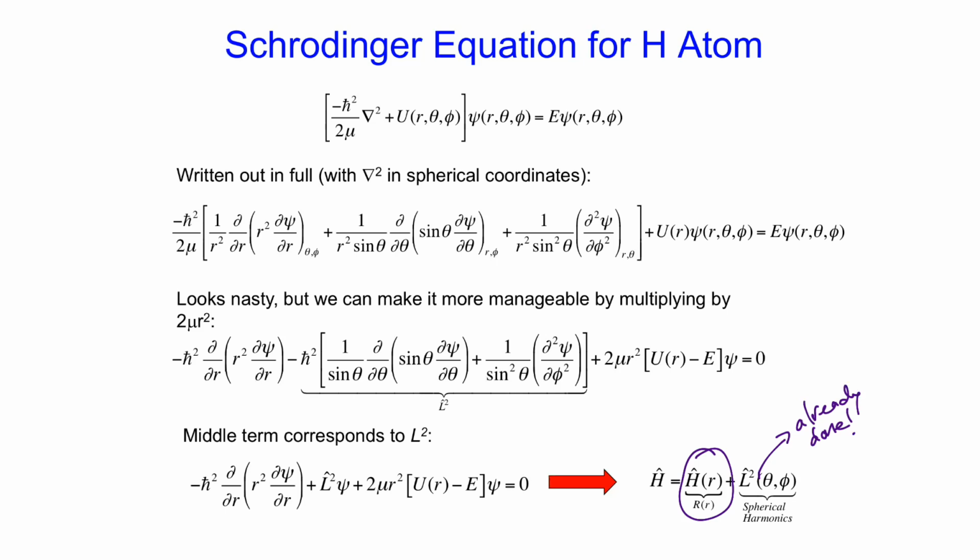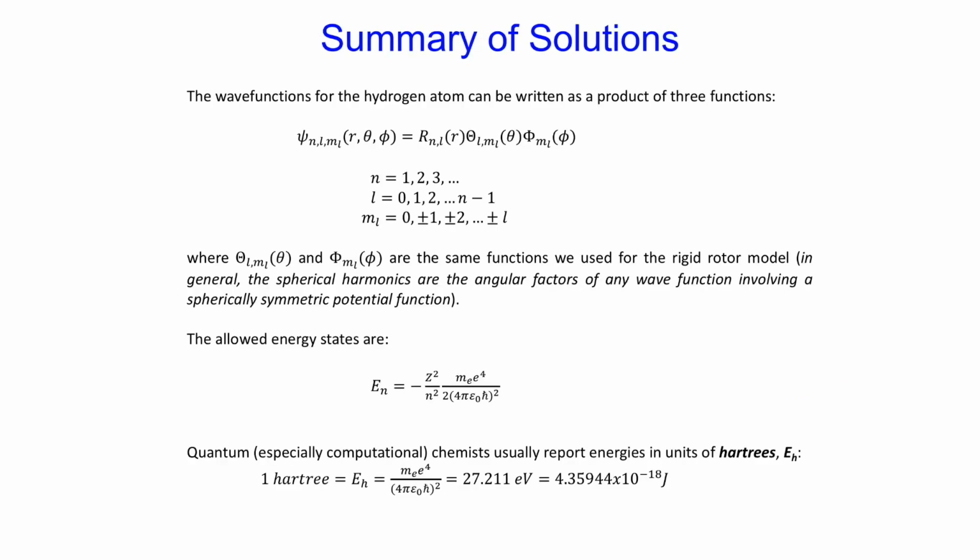It's a neat fact that in general the spherical harmonics turn out to be the angular factors of any wave function involving a spherically symmetric potential function. So you'll find that those spherical harmonics pop up a lot in other natural systems, or other mathematical or physical systems, whenever you have a spherically symmetric potential.